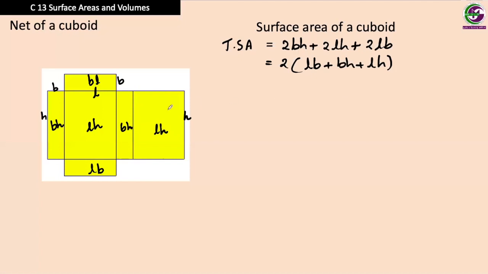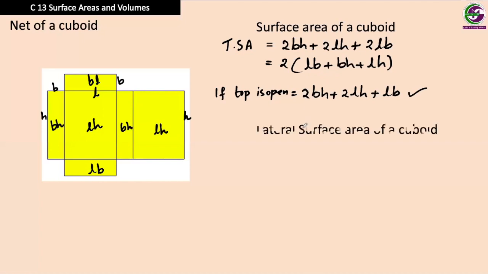Now, what if the top surface is open? For example, in a water tank, the top surface will be open. So if the top or bottom is open, then we will not have one of the LB. So we will have 2BH, 2LH, but only one LB. We need this formula for solving a few questions, so we will use it later on.